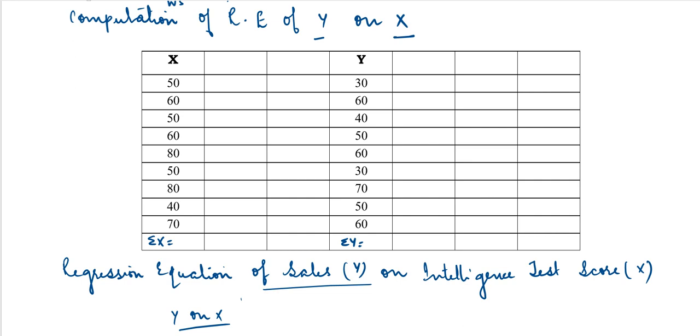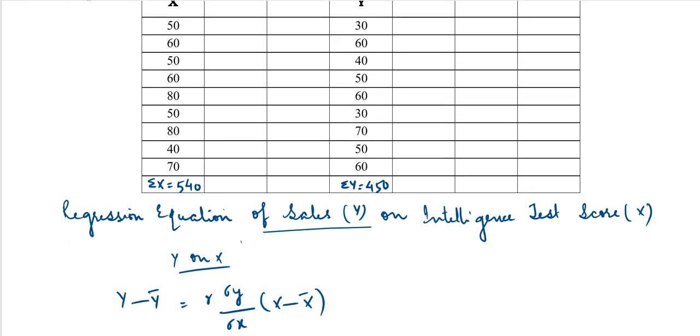And total is 540. आप total कर लीजिए with the help of calculator. And total of y is 450. ठीक है, 9 से automatically कट रहा है, तो हम क्या method use करेंगे? We are going to use the actual mean method. ठीक है, actual mean method हम use करेंगे.